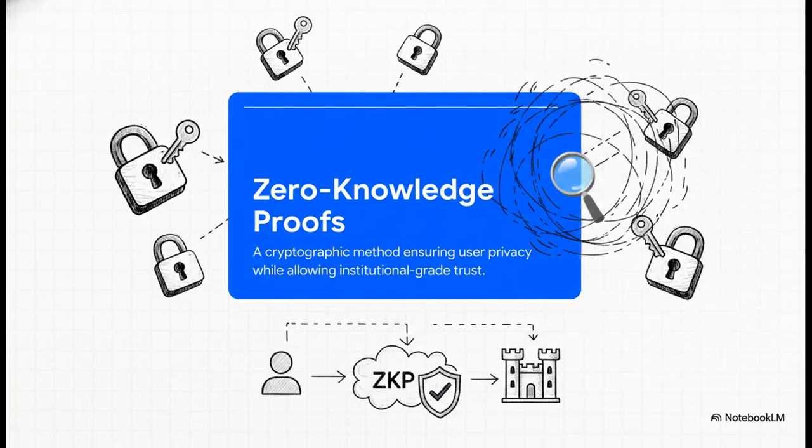Okay, zero knowledge proofs, or ZKP. I know, it sounds super intimidating, maybe a bit like sci-fi jargon, but it's simply the protocol that allows UID to prove a fact is true without exposing the underlying data. Let's use a real-world analogy.